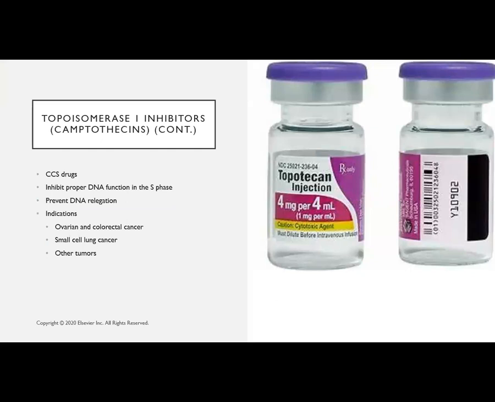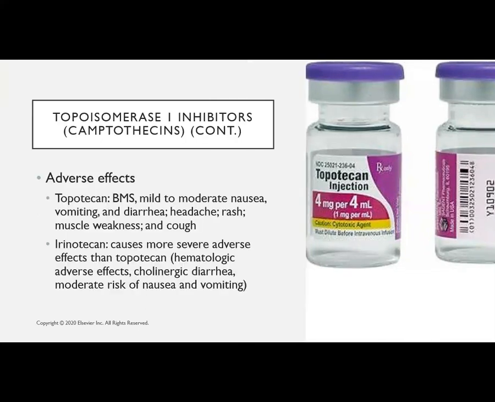These are cell cycle specific drugs. They inhibit proper function of DNA in the S phase, prevent DNA replication, and indications are your ovarian, colorectal cancer, small cell lung cancer, and other tumors. Adverse effects, topotecan is BMS, mild to moderate nausea, vomiting, diarrhea, headache, rash, muscle weakness, and cough. Irinotecan causes more severe adverse effects, such as your hematological adverse effects, cholinergic diarrhea, moderate risk of nausea and vomiting.